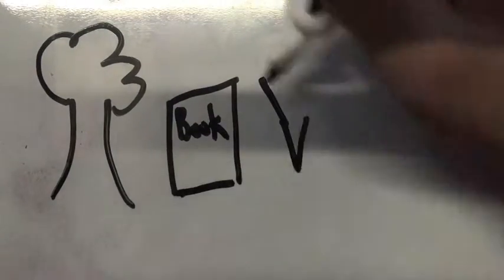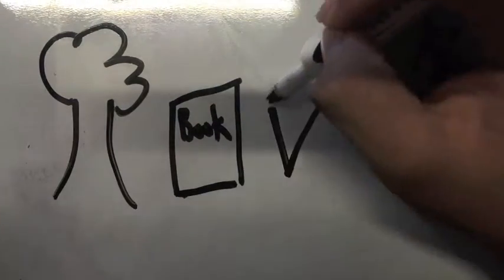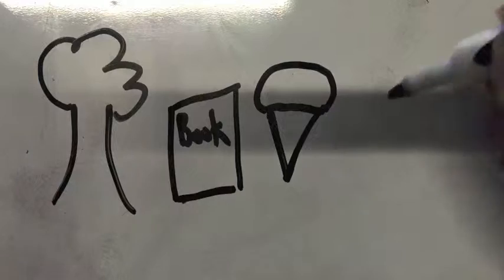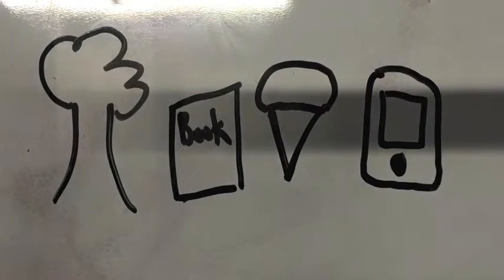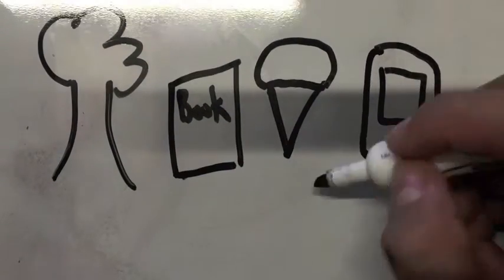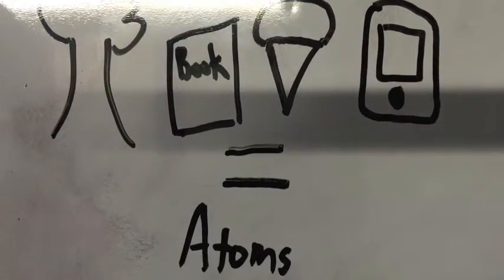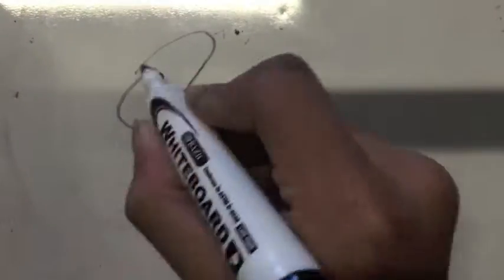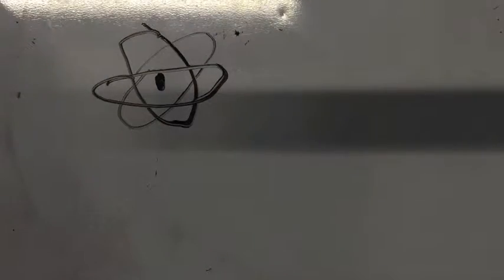Did you know that everything around you is made out of atoms? For example, trees, books, even ice cream, and your phone that you might be using right now are made out of atoms. If you don't know, an atom is a very small particle that makes up all matter.